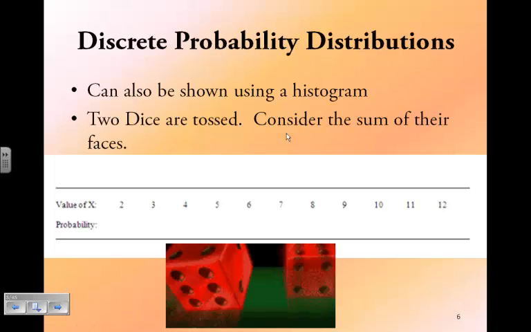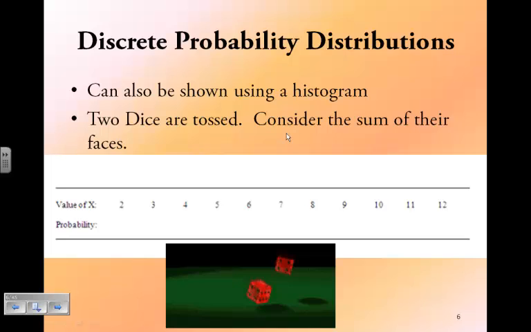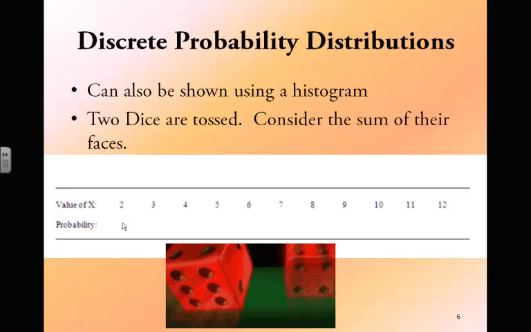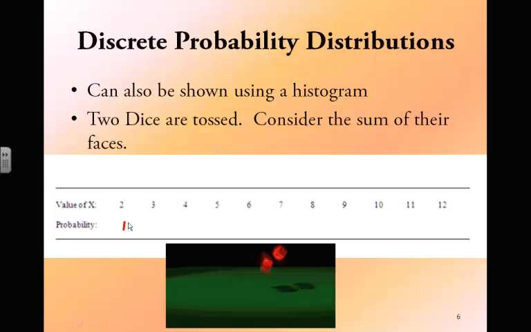You can also show this using a histogram. So we have the same idea behind this one. If we toss 2 dice and we want to make a distribution of this, what we would do is make a listing of how many ways each thing can happen. So you can get a sum of 2, right? The x is the sum, in one way. You can get a 1 and a 1. So there's 1 way out of 36. And a 3 would be 2 out of 36.